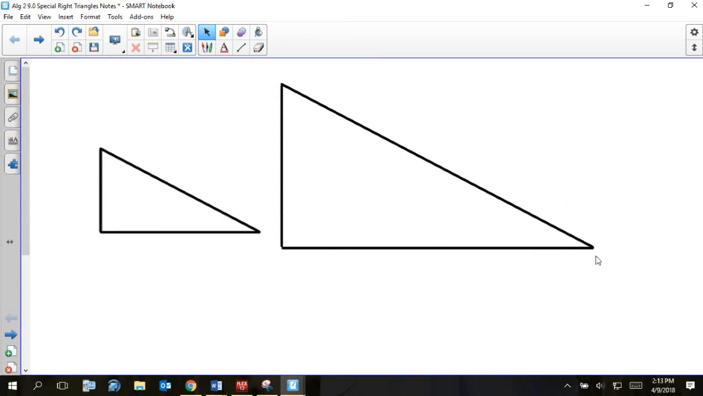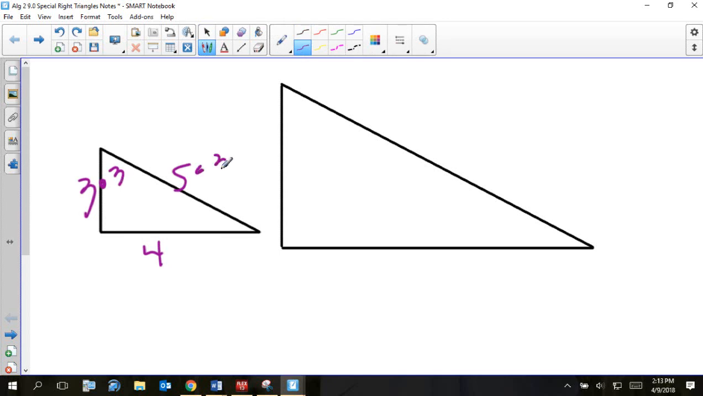Like if I multiplied, let's say that this side was 3, 4, and 5, and I multiplied every number by 3, then this side would be 9, 12, and 15. So it's proportional. They have the same scale. And that's why having triples is really important, because you can find these answers really quick.